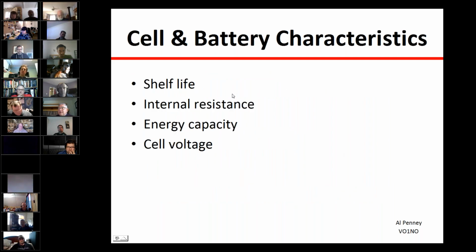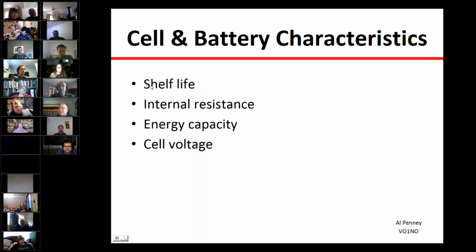Now, some of the characteristics of cells and batteries. Let's take a look here. Shelf life. Shelf life is how long the battery will last while it's just sitting on the shelf waiting to be used. Some batteries will last longer than others. Others will actually self-discharge, and there's little chemical reactions going on inside the electrolyte, and you can't stop those, and they will gradually shorten the life of a battery over time.